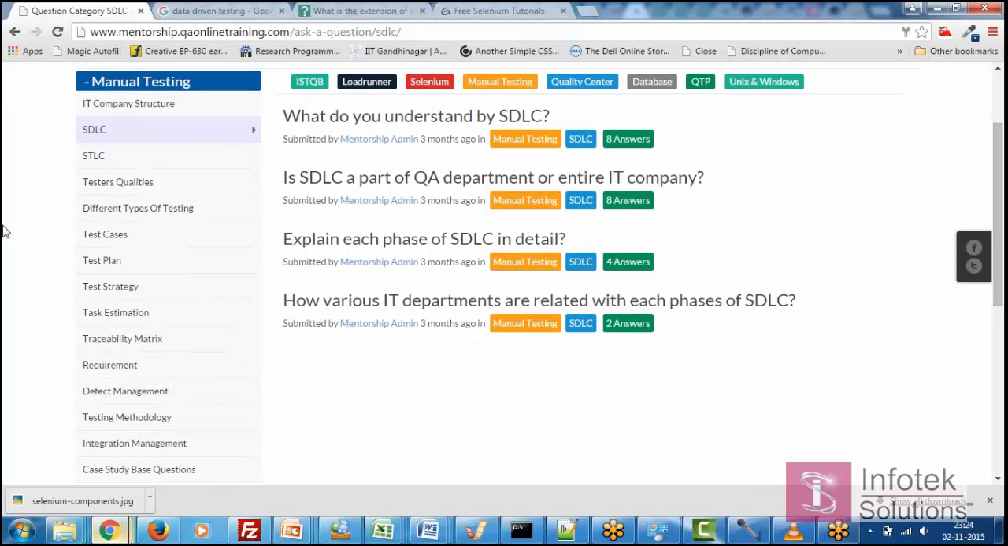The next question is: how are various IT departments related with each phase of SDLC? This question again relates to the SDLC as well as the structure of IT companies. We know that we have various phases like planning, defining, designing, building, testing, and then deployment and maintenance. In all these phases, specific resources work under IT companies, and those resources come as departments, and we're going to discuss what those different departments are.